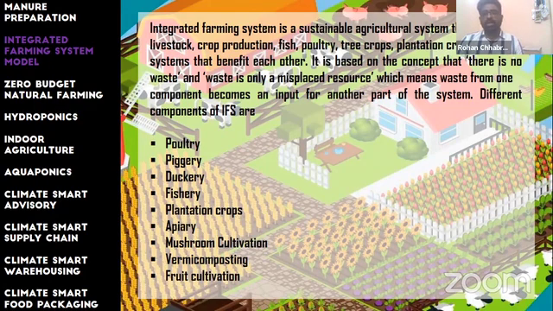Now, there are different components and there are different models by which you can integrate these systems in a synergistic manner. So, the different components are basically poultry, piggery, duckery, fishery, plantation crops, apiary. Apiary is basically honeybees, mushroom cultivation, vermicomposting, and fruit cultivation. So all these techniques can work in a holistic and synergistic manner, and waste from one system could be used as an input for another system.